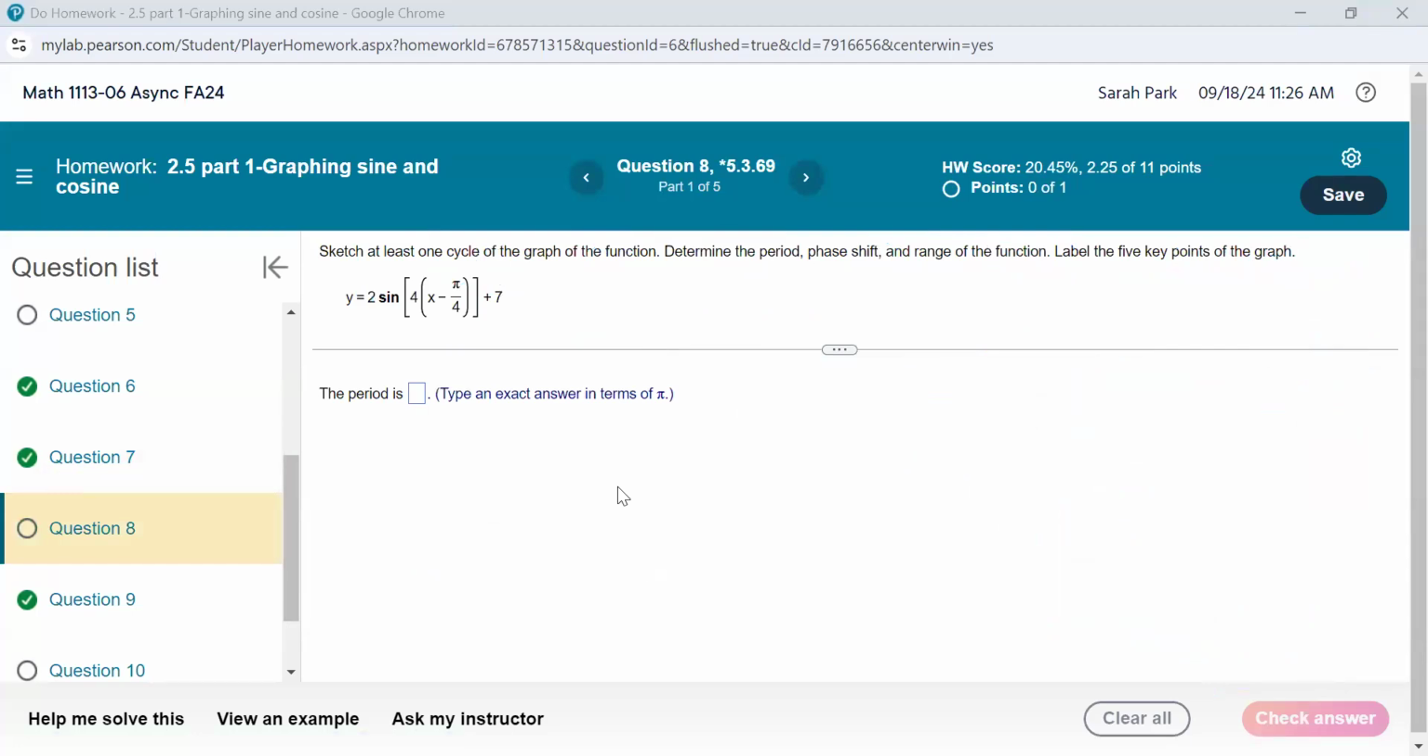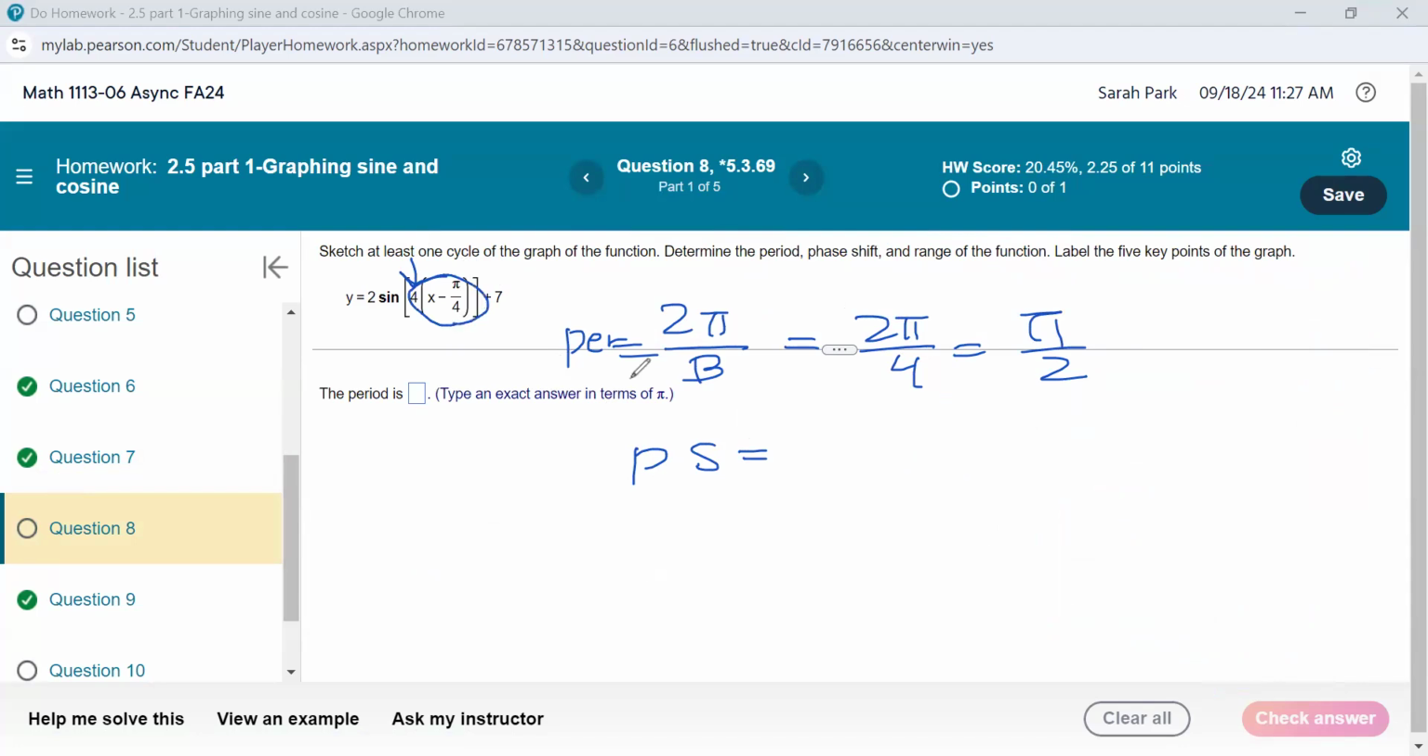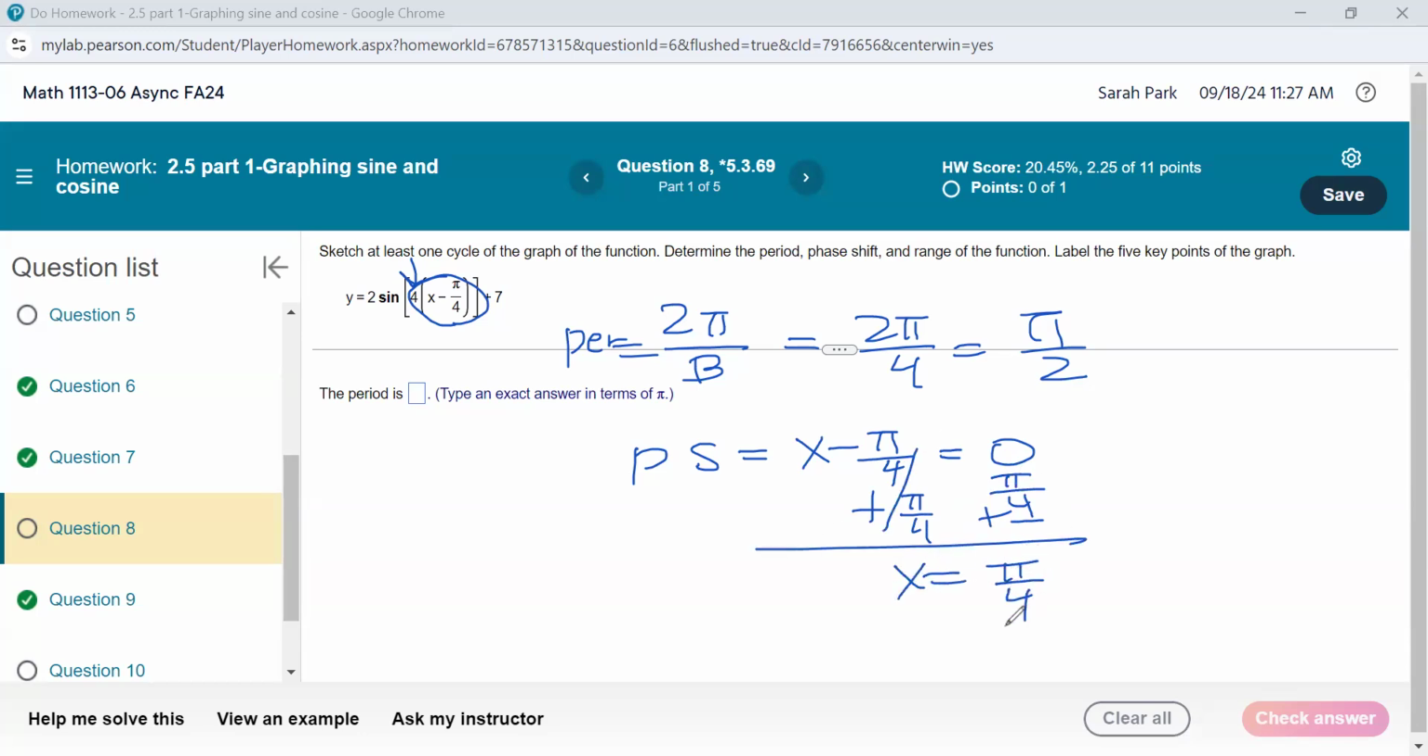All right, for this one, we have the period is 2 pi over b, and b is 4. And so that's pi over 2. You know, it's going to ask for phase shift next, so let's write that too. Phase shift is x minus pi over 4 equals 0. We always set it equal to 0, and we add pi over 4 here. And then you get x is equal to pi over 4.